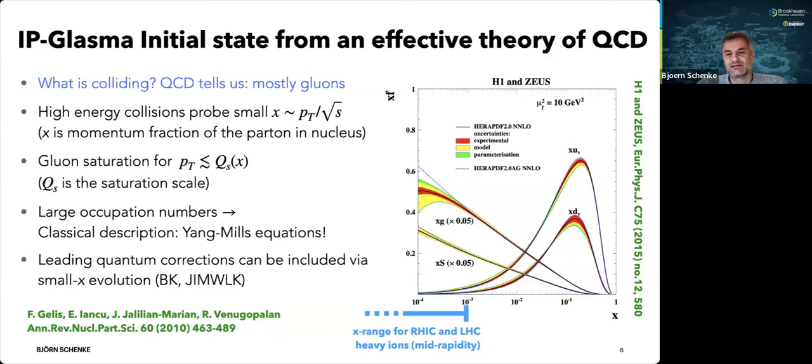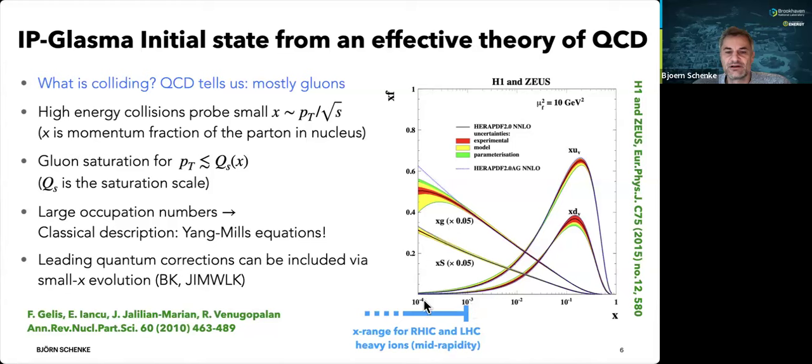So IP-Glasma is essentially based on the effective theory of QCD called the color glass condensate. And this color glass condensate is sort of the state that my incoming nuclei are in at high energy, right? So QCD basically tells us through this effective theory that what is colliding are mostly gluons if I'm colliding at small x. You can think of x as essentially the transverse momentum scale divided by the energy, and it is in a certain frame the longitudinal momentum fraction of my parton inside the proton or the nucleus.